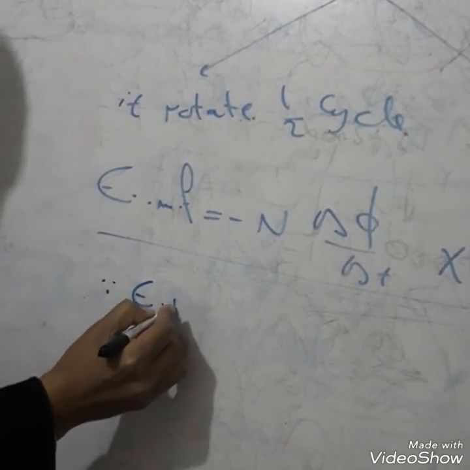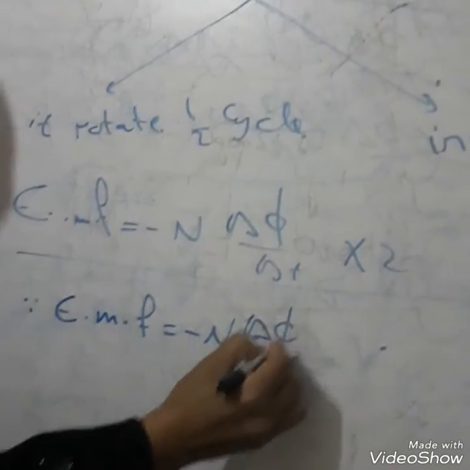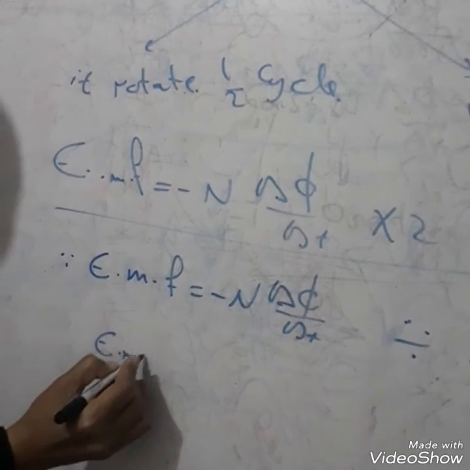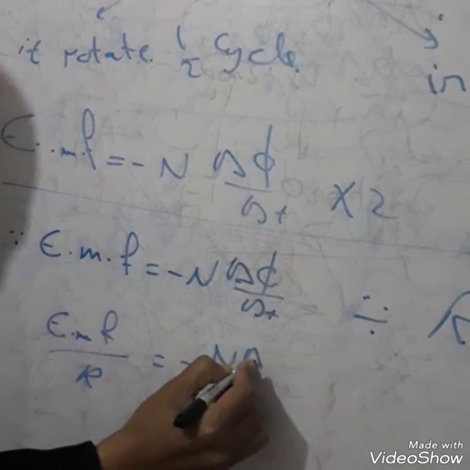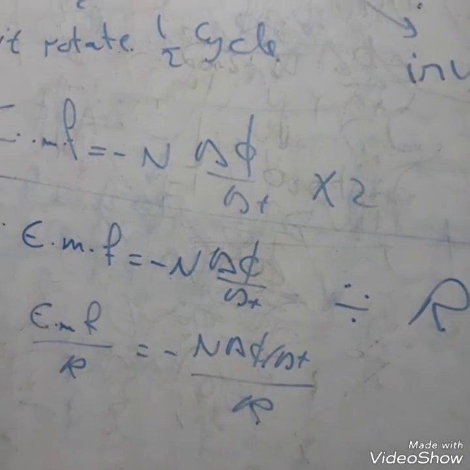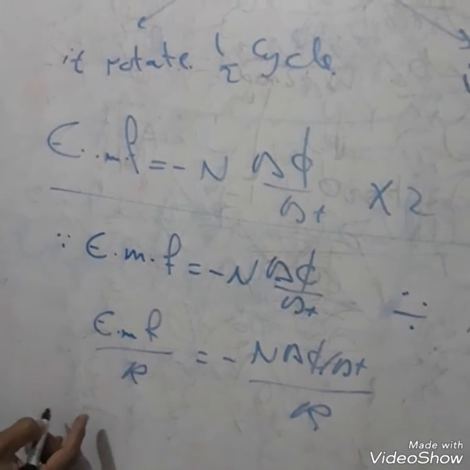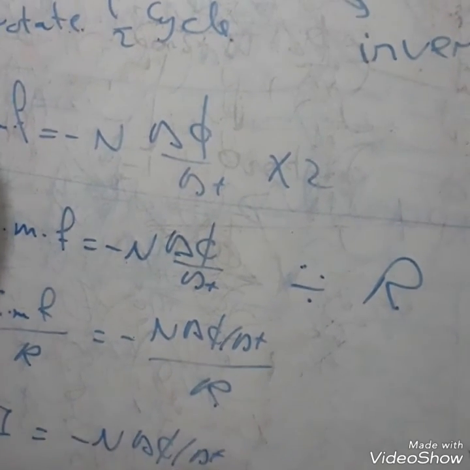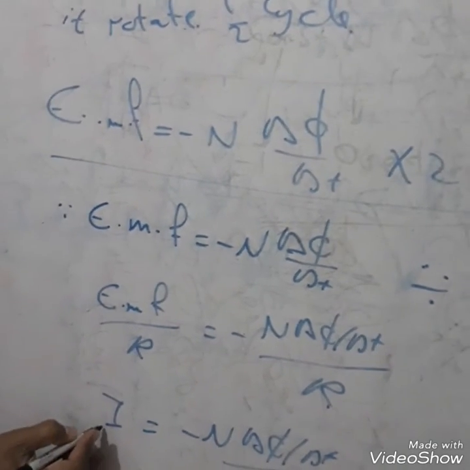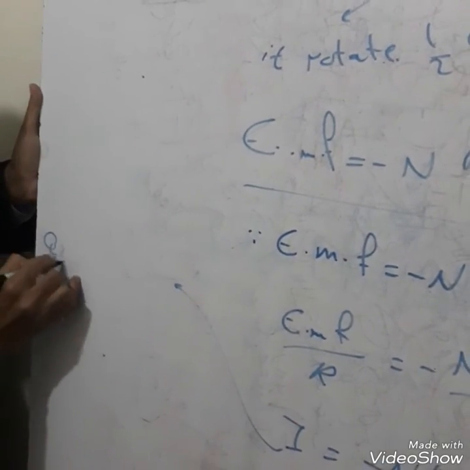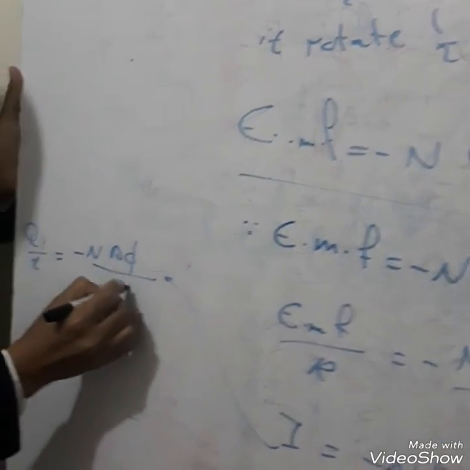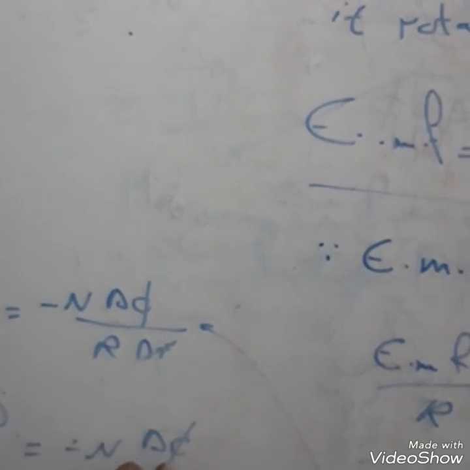Since electromotive force equals negative N delta phi over delta T, by dividing by R, electromotive force over R equals negative N delta phi over delta T over R. Voltage over R gives us I. So I equals negative N delta phi over delta T over R, where I equals Q over T. So the charge Q over T equals negative N delta phi over R delta T. T cancels, so the charge Q equals negative N delta phi over R.